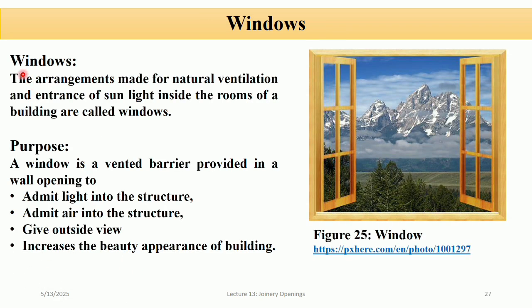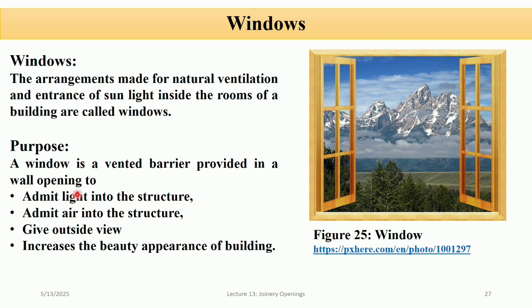So now we'll discuss and define a window. So the arrangement made for natural ventilation and entrance of sunlight inside the roof of a building are called window. So now let's discuss why we provided a window. So a window is a vented barrier provided in a wall opening to admit light.